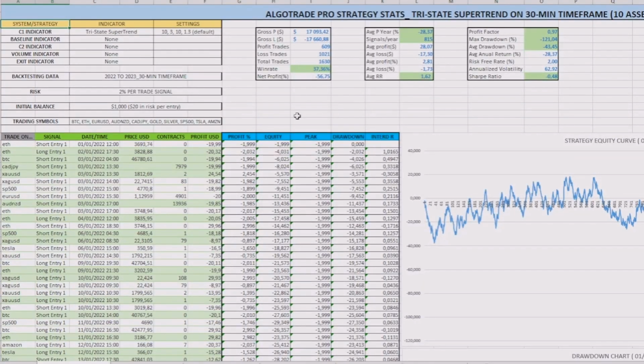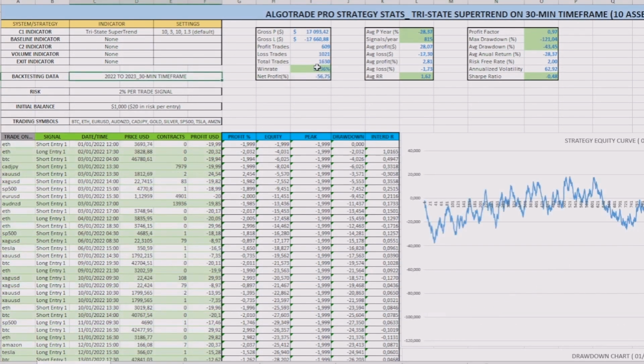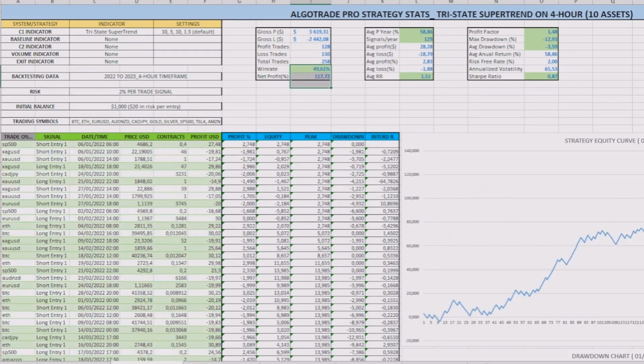So, after inserting all the trades on my trading journal, here I got the results of the Tri-State SuperTrend on the 30-minute time frame and here on the 4-hour one. And you can notice that the results on this last time frame were much better than on the smaller one.